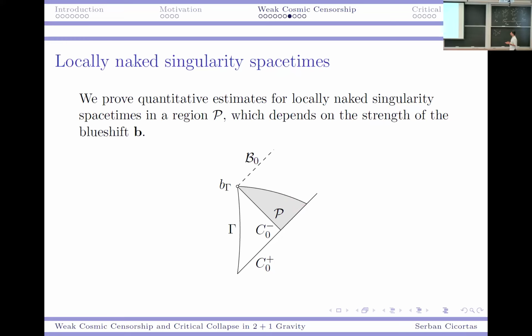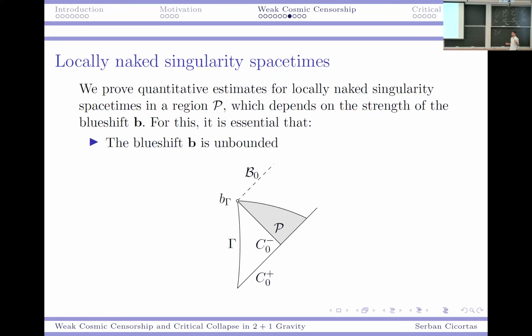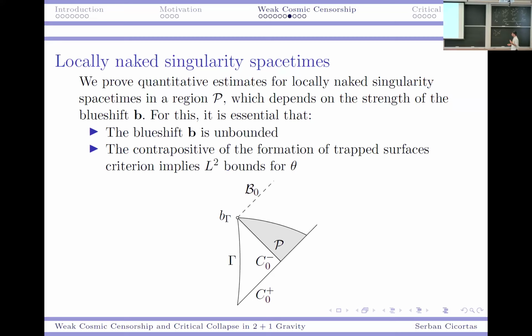Okay, and in order to do this, there are 2 key points. So first of all, the fact that the blue shift is unbounded, so there's something that blows up and grows, and this allows me to then express everything using this quantity that grows. And the second point is a bit more subtle, and this idea very much goes back to Christodoulou, is to use the contrapositive of the formation of trapped surface criterion to get L2 control for theta.